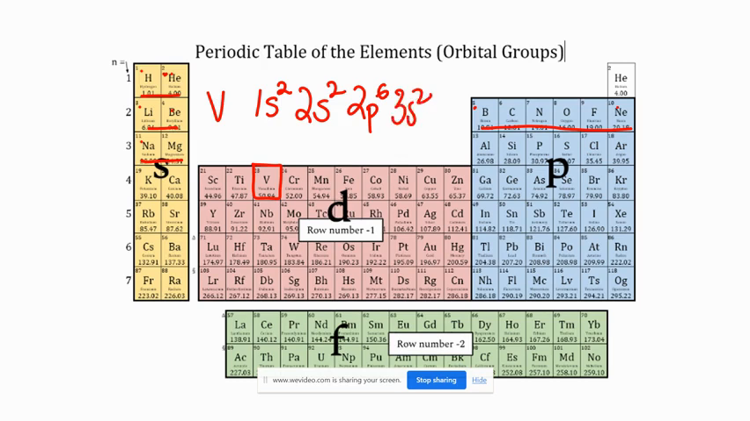Then numerically, after 12, I come over here and I need all of these. 3p6, good. Then numerically, after 18 is 19 and 20. So 4s2. Now, after those, I come over here. 3d. Yes, because remember, your N value when you get to the D block is your period minus 1. So this is going to be 3d, and I only need 3 of them.